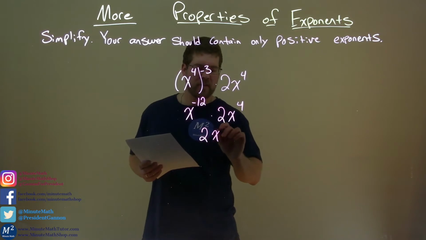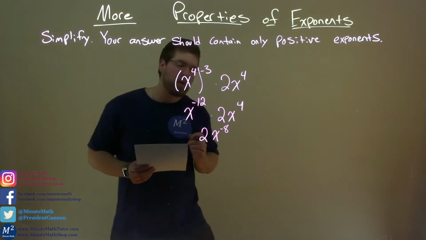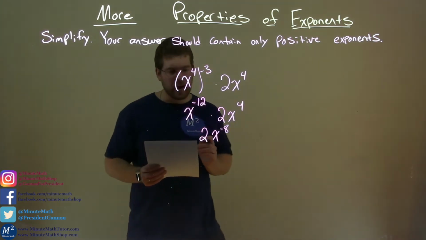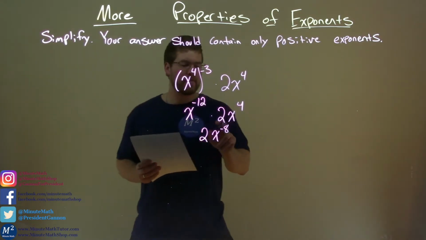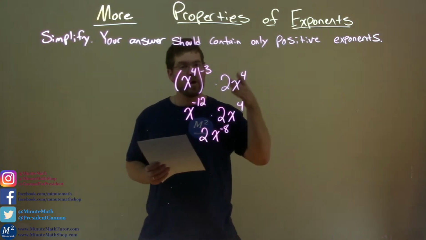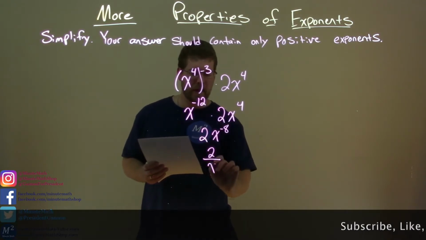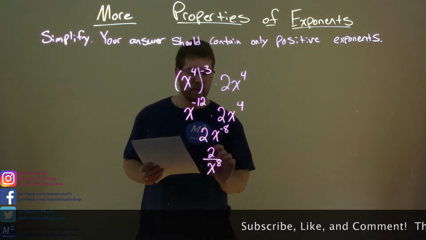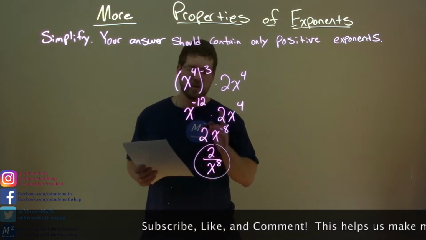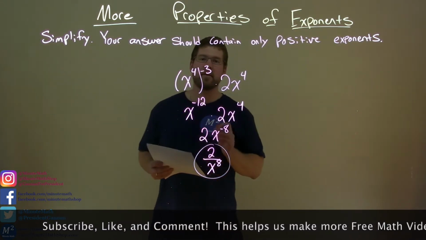So we have x to the negative 8 power, and we're not done. We said we have to have positive exponents. So we know x to the negative 8 power is the same thing as 1 over x to the positive 8th power. So the 2 stays here, bring the x down, but now make it a positive 8th power, and now we're done. 2 over x to the positive 8th power.